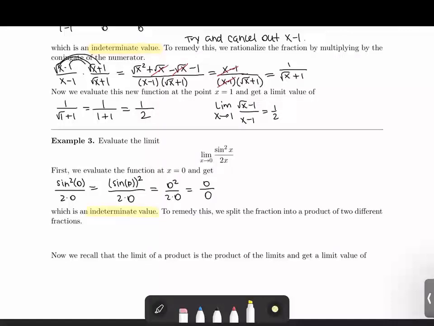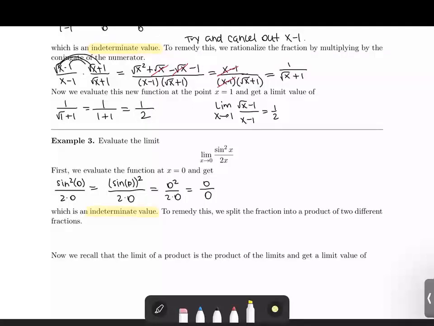Depending on your instructor, they may have different standards of how much of the trig unit circle evaluation you need to know. I would say it's a good rule of thumb to know sine and cosine of the major angles, which are 0, pi over 2, pi, 3 pi over 2, and 2 pi. So we get 0 over 0, another indeterminate value.